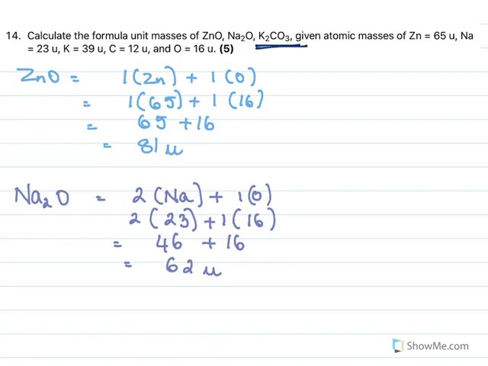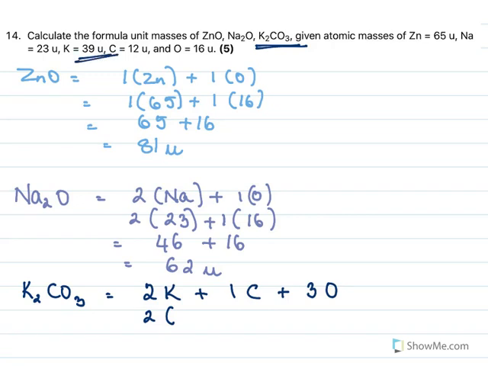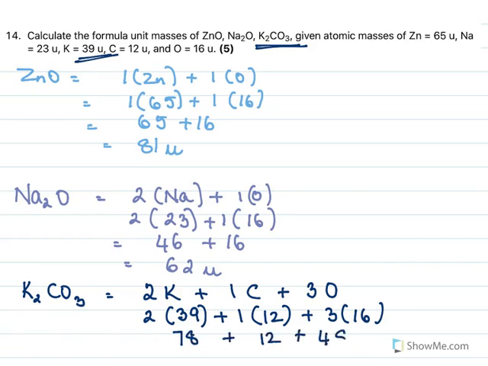Next is potassium carbonate, and that is K2CO3, 2 potassium, 1 carbon, 3 oxygen. Now potassium is given here 39, 1 carbon that is 12, 3 oxygen 16. So here we have 78 plus 12 plus 48, and you add them, you get 138 U.